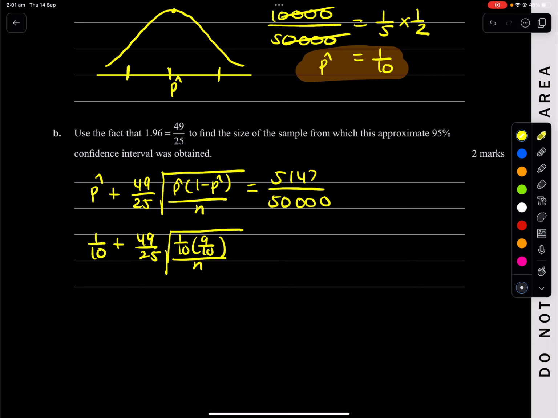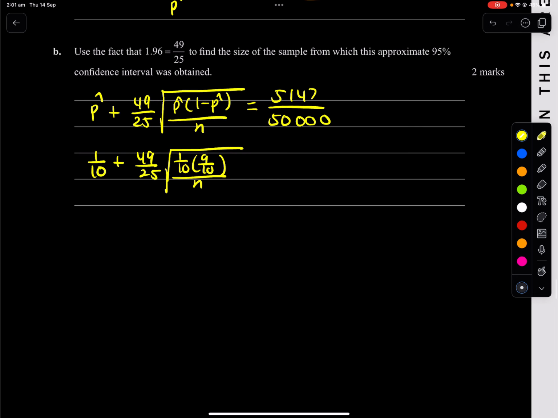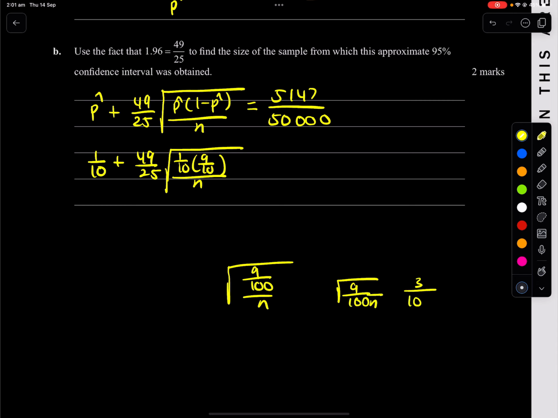Let's look at the square root here and do some quick calculations. That'll be 9 over 100 divided by N, which is the square root of 9 over 100N. That'll be 3 over 10 root N. So let's simplify this, times 3 over 10 root N.